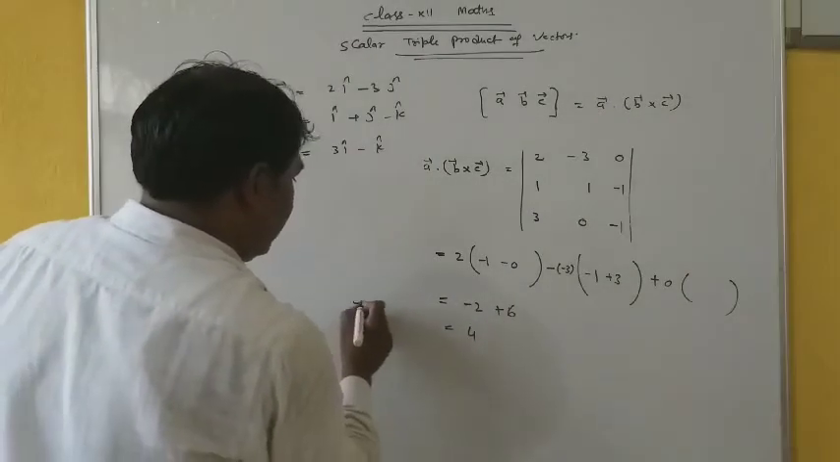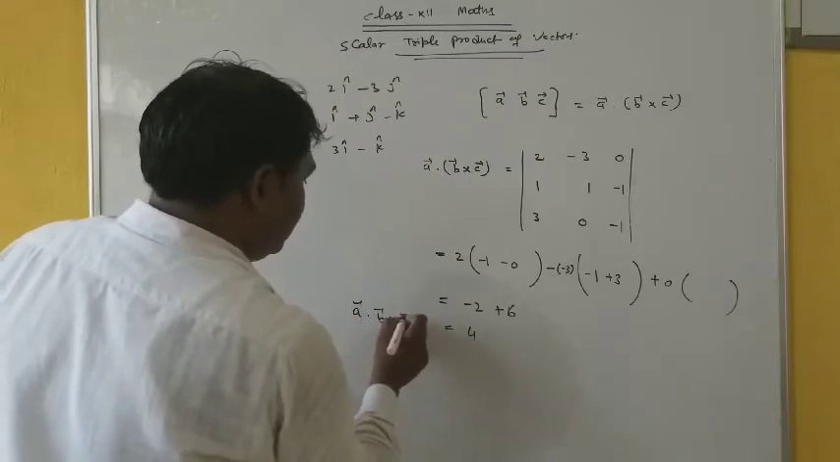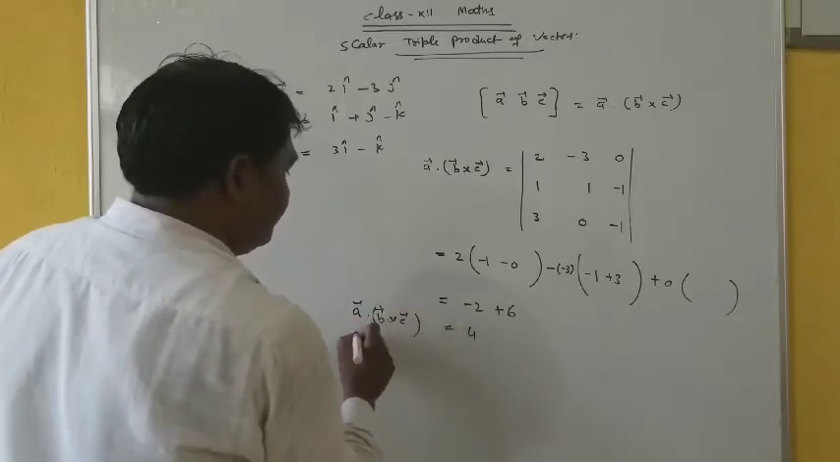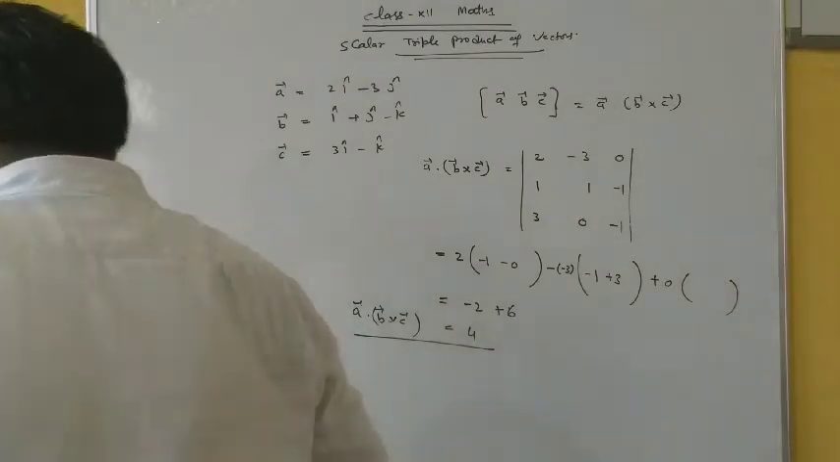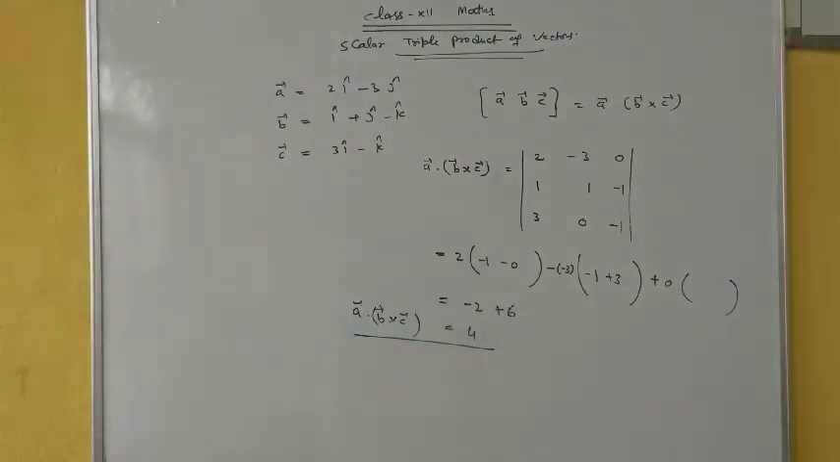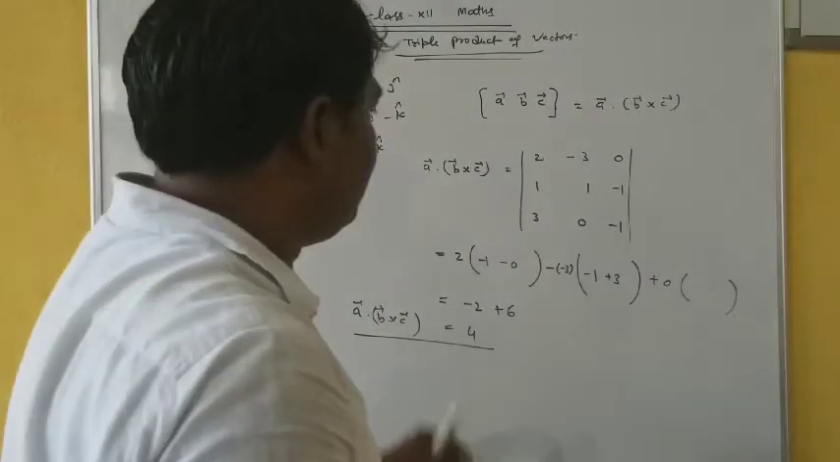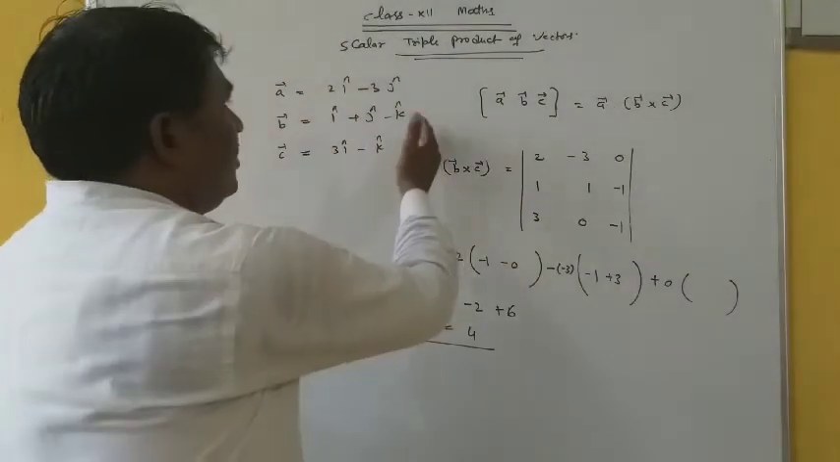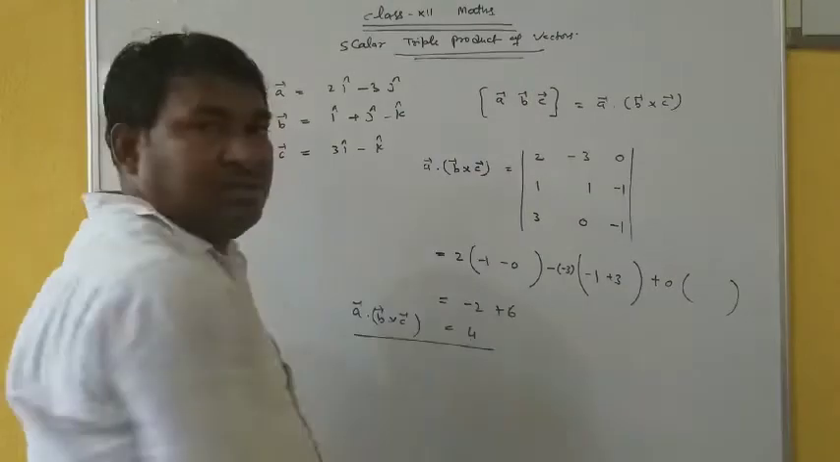Here vector A dot B cross C will become 4. This is a scalar quantity, and its result is equal to 4. In this way you can find A dot B cross C.